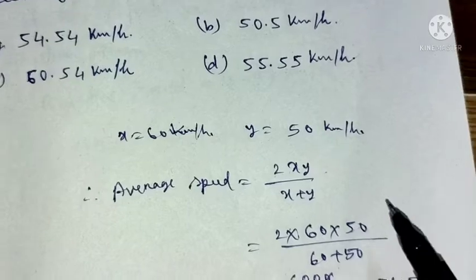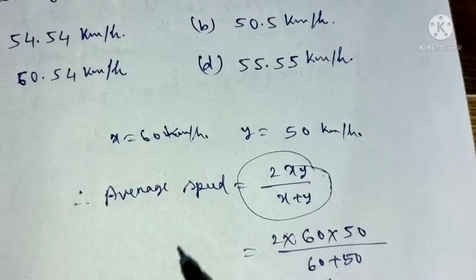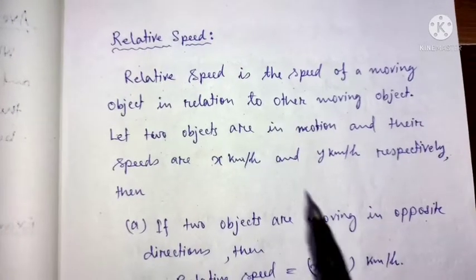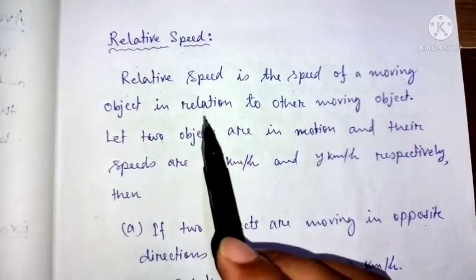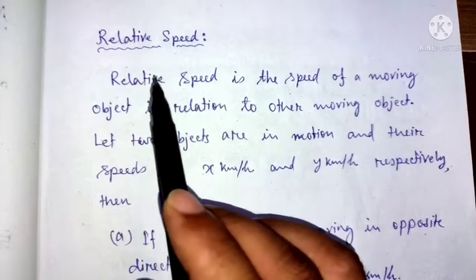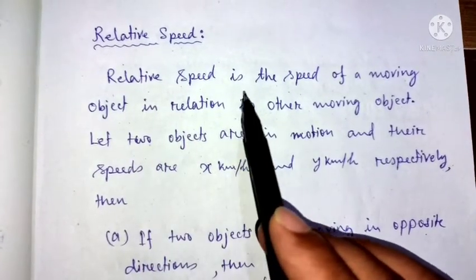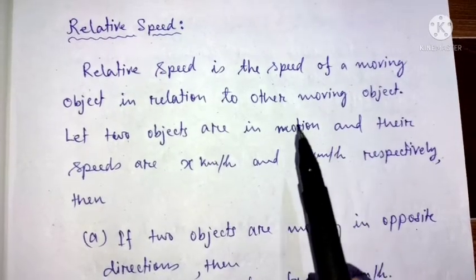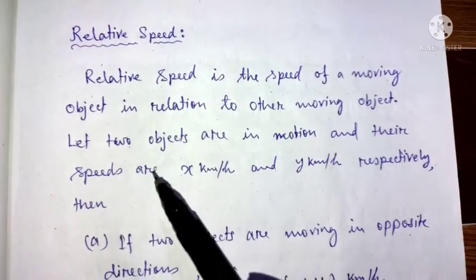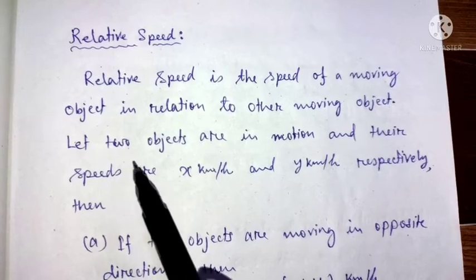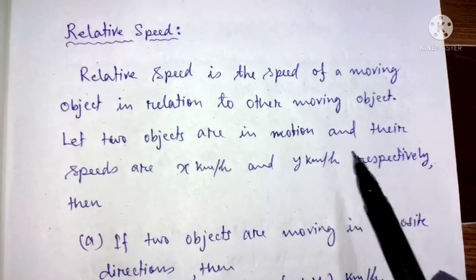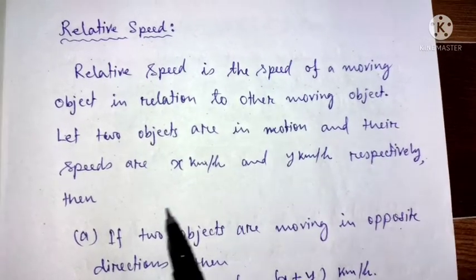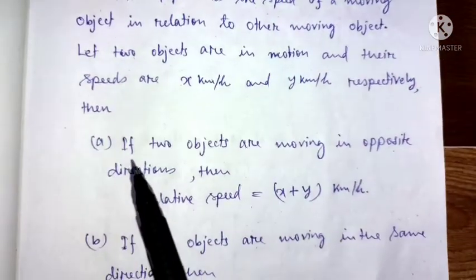So your main thing is to remember this formula. What is this? Average speed. Clear? Let us now discuss the next important point of the topic, that is relative speed. So relative speed is the speed of a moving object in relation to another moving object. That means in comparison to other objects. The two objects are in motion and their speeds are x km per hour and y km per hour respectively. Then number A is here.